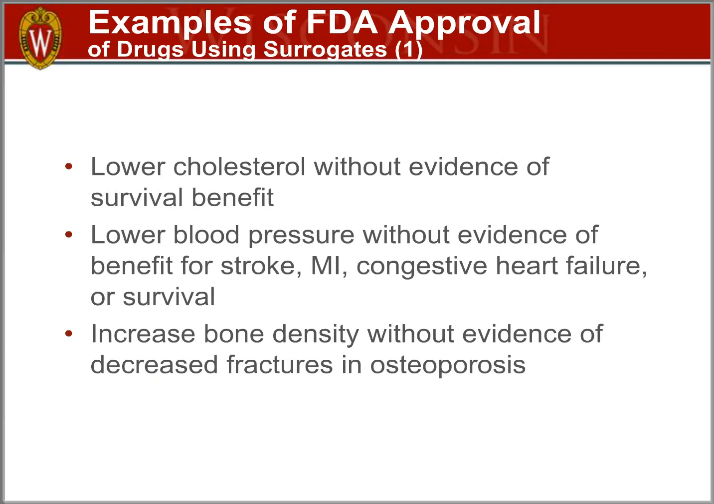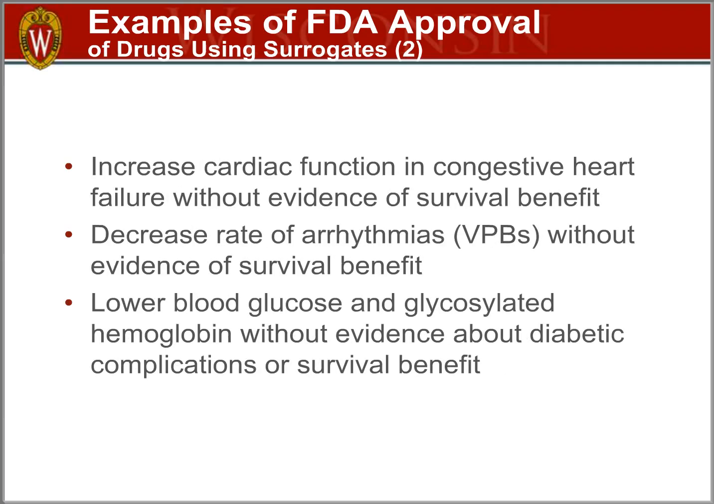There are many examples that we've used surrogates, even to approve drugs. Lowering cholesterol without evidence of survival benefit. Lowering blood pressure without evidence of benefit for stroke, MI, heart failure, or survival. We've used bone density to evaluate drugs for their impact on bone density without evidence that that resulted in a decreased fracture in an osteoporosis population. We've approved drugs that increase cardiac function in congestive heart failure patients without sometimes testing their effect on survival. We've approved a class of drugs because they could decrease arrhythmias without evidence in survival or some other clinical outcome. And same in diabetes, lowering blood glucose levels.